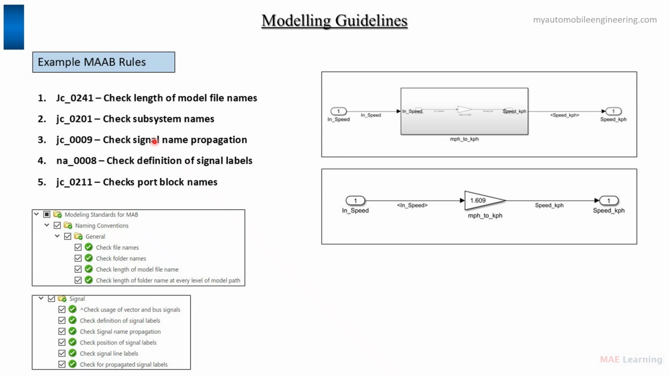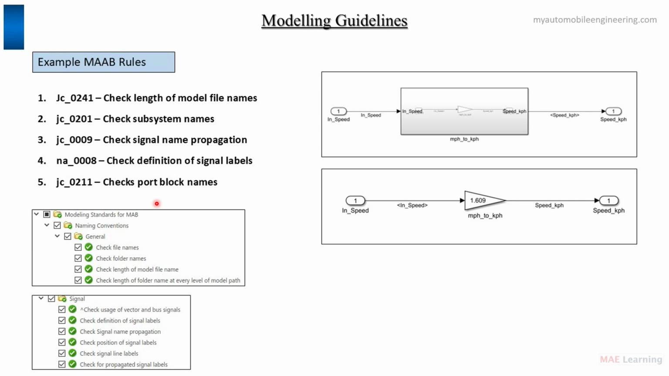Then this one checks the subsystem name. Every subsystem block must have a clear and useful name. Avoid names like Subsystem1, and use names that tell what it does. JC0009 we have already discussed. Now JC2011 checks the names of input and output ports with clear names like in_speed or out_speed_kilometer_per_hour. So like that you can give the names.